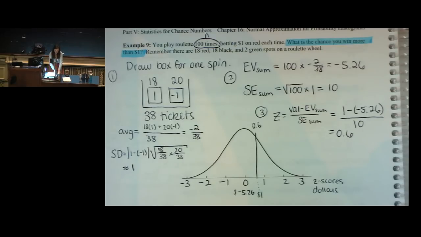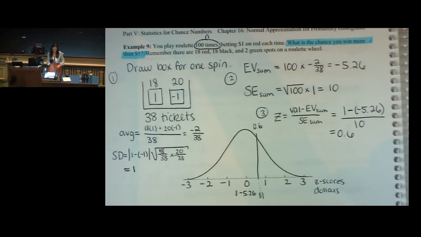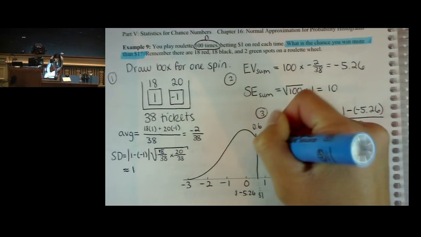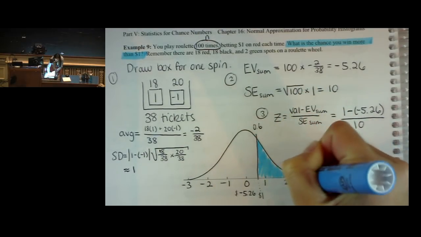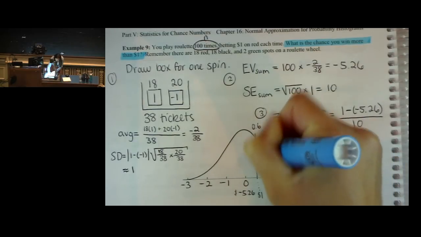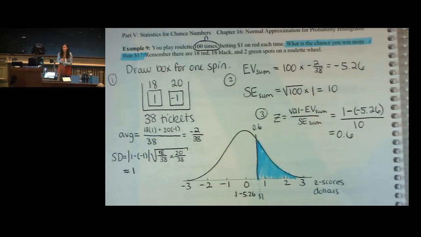And then I want to shade the area to the right. What's the chance I win more than $1? This is a legitimate question if you're playing roulette, because that's probably what most people care about. Do they win, basically? What's the chance I win more than $1?